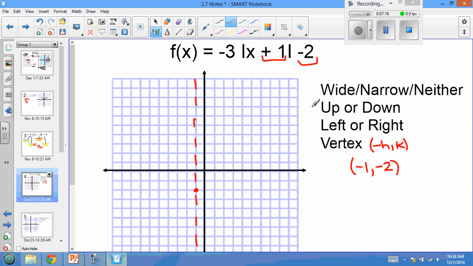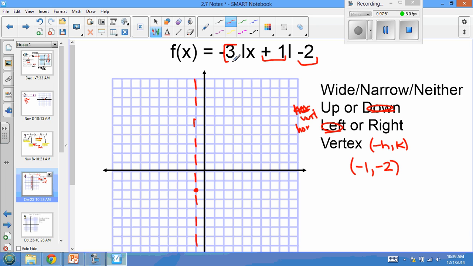Okay, so from 0, our horizontal and vertical shift. So from 0, did I move left or right to get to my vertex? I moved left, and then I move up or down? Well, I moved down. Okay, so we know negative 1 for my vertex. Negatives are to the left, so I move left. Negative 2, that's down, so I move down. So left and down.